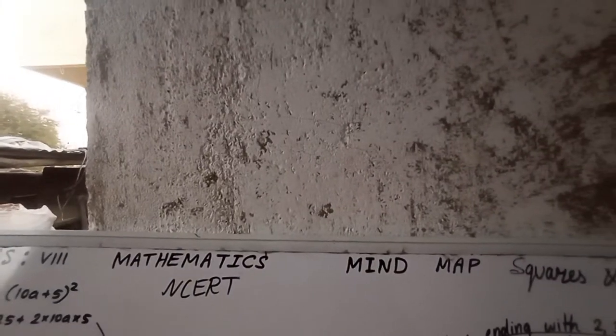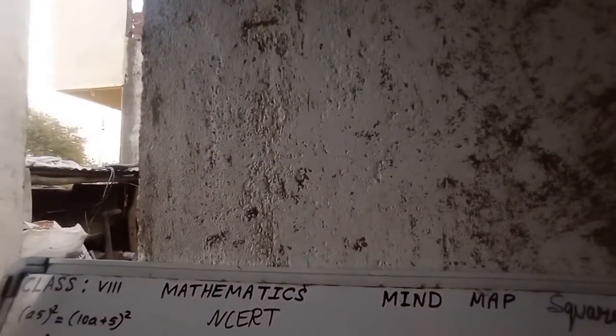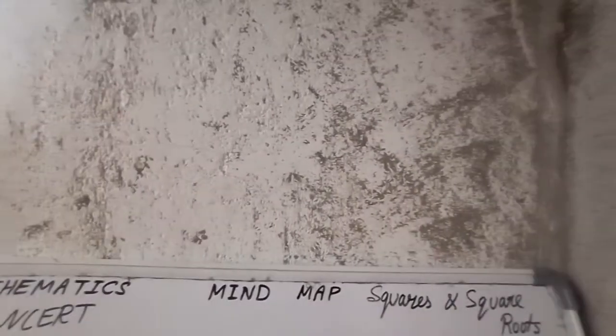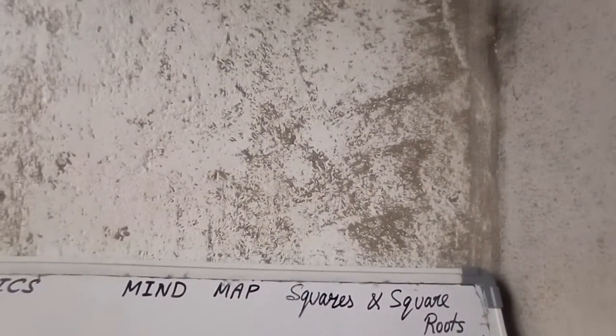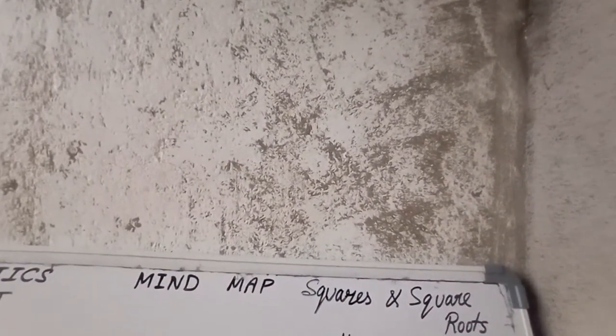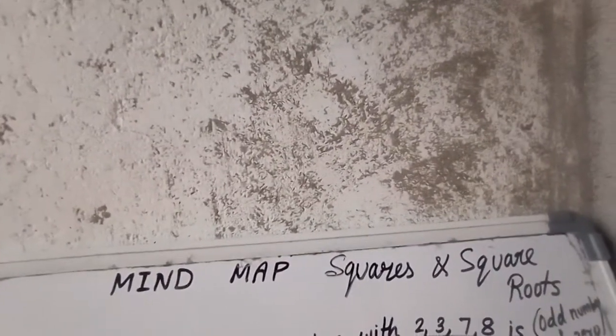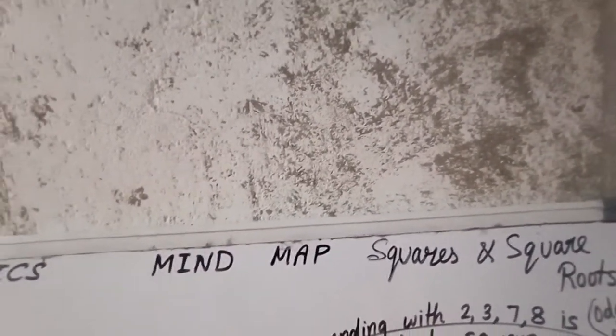Hello everyone. Today we are going to begin class 8 mathematics mind map. Chapter name is squares and square roots. What is squares and square roots?